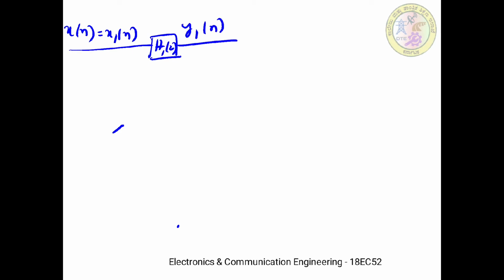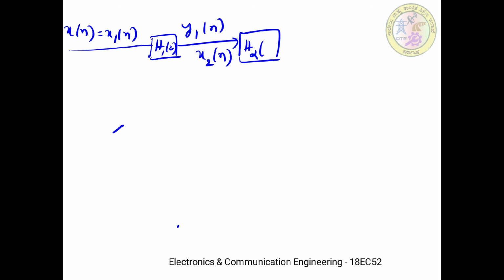So basically what we have is the input x of n. Now this input x of n is nothing but x1 of n as it is entering into the first block. So when it passes through the first cascade, that is the first factor, h1 of z, it generates y1 of n as output. Now whatever y1 of n output is there acts as the input, that is x2 of n, for the next stage.